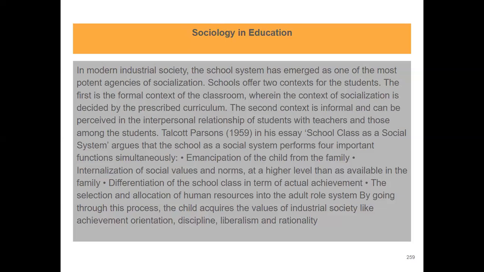Talcott Parsons has written an essay named Social Class as a Social System in 1959. In that, he says the school as a social system performs four important functions simultaneously. School performs four functions. What are they? Emancipation of the child from the family.